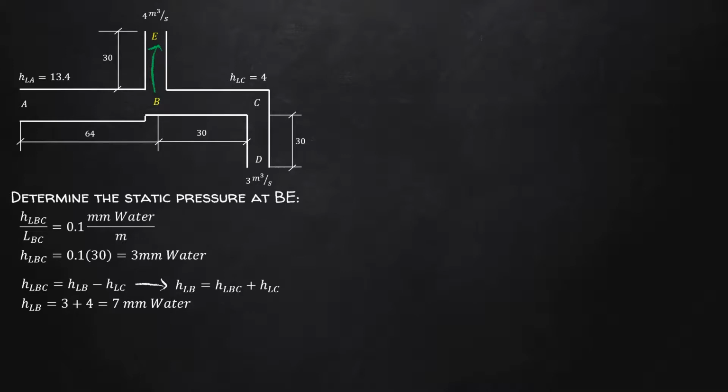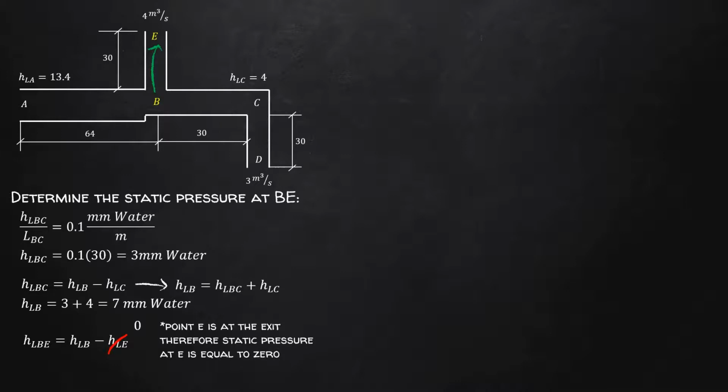To solve for the static pressure at B, we will use this formula. Static pressure at BE is equal to static pressure at B less static pressure at E. Point E is at the exit. Therefore the static pressure at E is equal to 0. Static pressure at BE is equal to 7 mm of water.